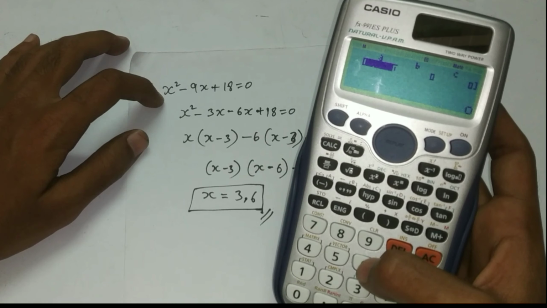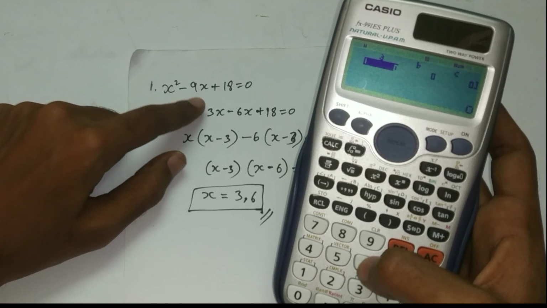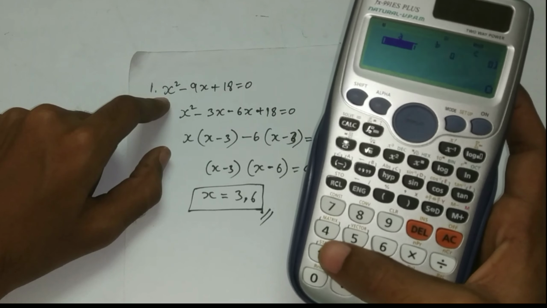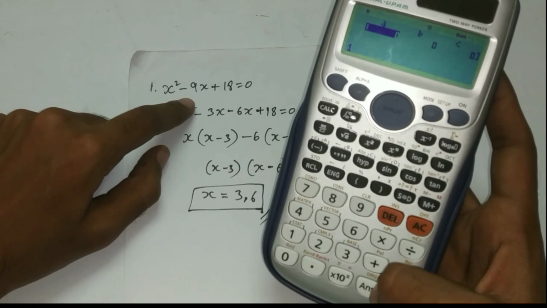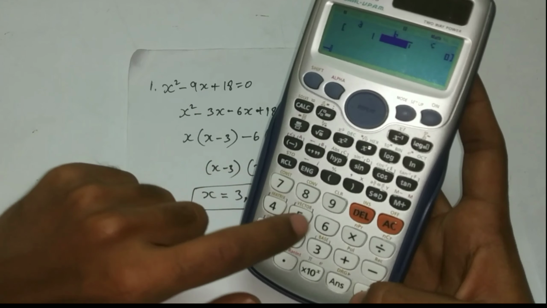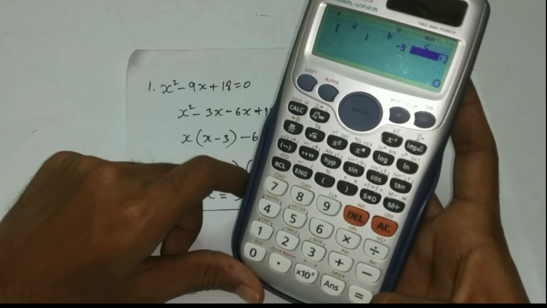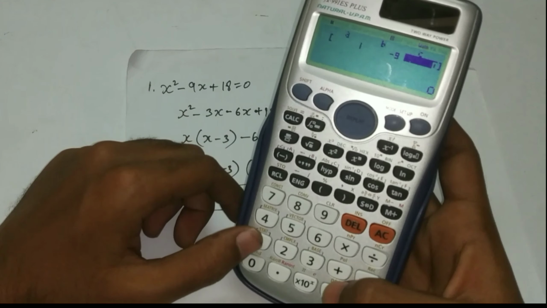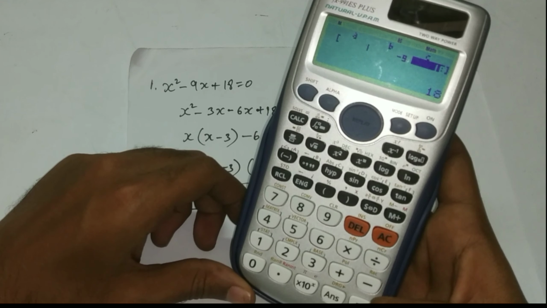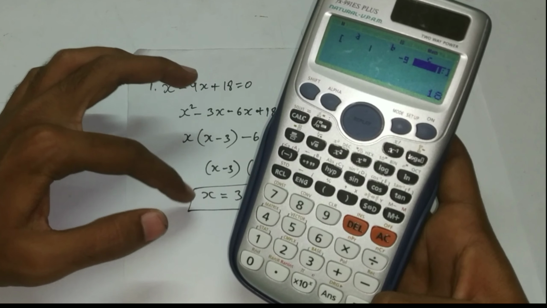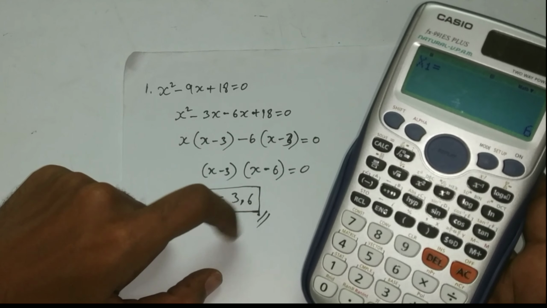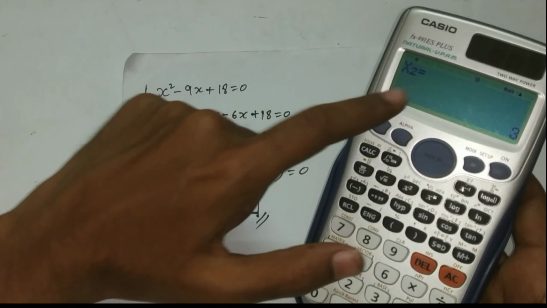we now assign the values, that is coefficients of this equation. The x square coefficient is 1, and press equal to, and x coefficient is minus 9, now press equal to, and constant is 18 and press equal to. Now again press equal to for getting these values of roots. Right, x1 is 6, we have got 6, and x2 is 3, that is 3.